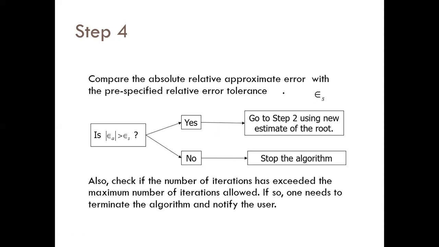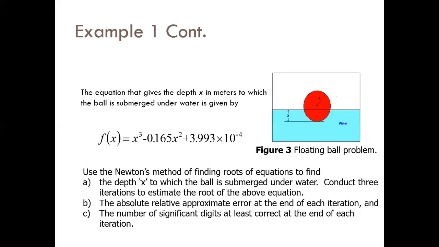If so, one needs to terminate the algorithm and notify the user. Suppose in a numerical problem we are asked to find the solution of a polynomial equation by using the Newton Raphson method up to the 4th iteration. Then we can only find it up to the 4th iteration. This is one example to find the root of an equation.